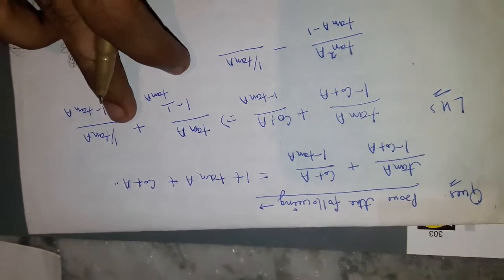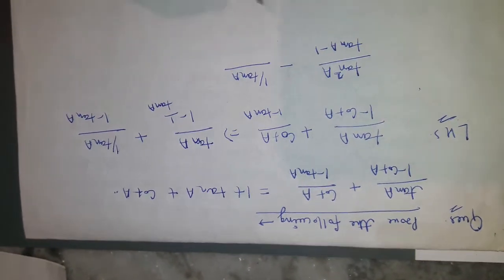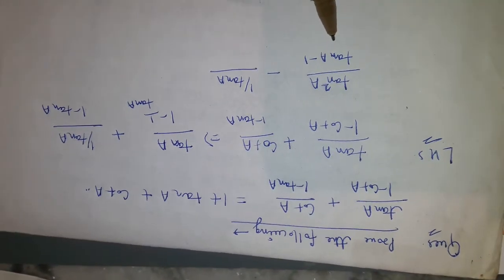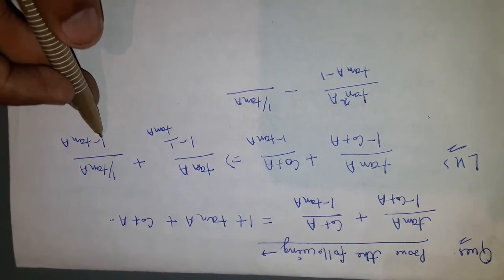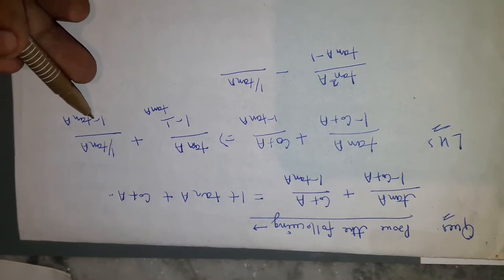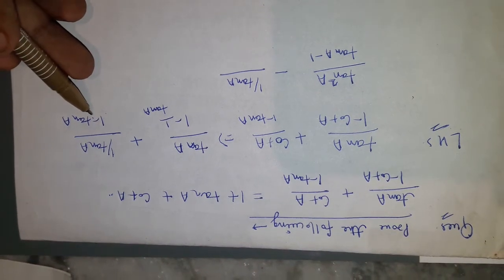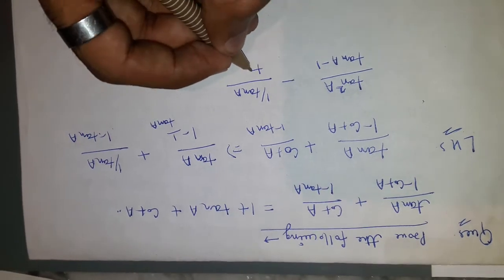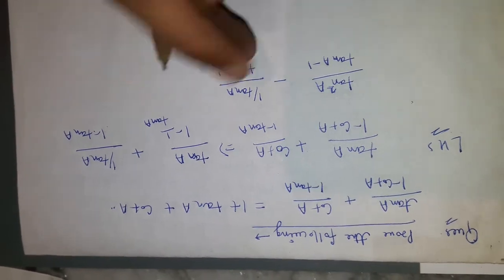Here it is plus, so why do I have minus? Because here it is tan a minus 1, and here it is 1 minus tan a. So in order to get the same terms, we can take the minus common from this, so it can be tan a minus 1. So tan a minus 1, and the minus comes out.